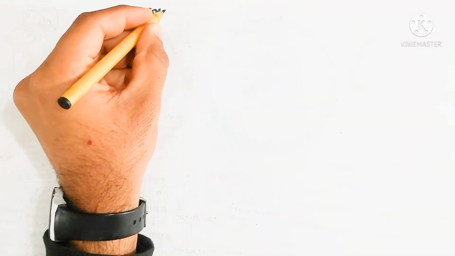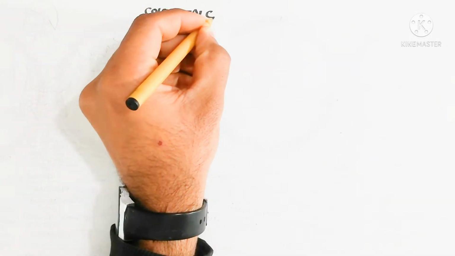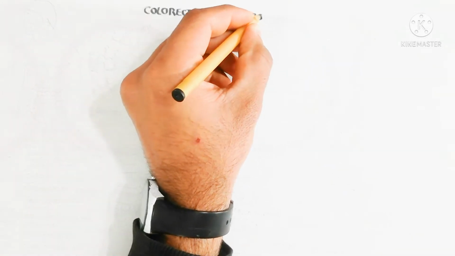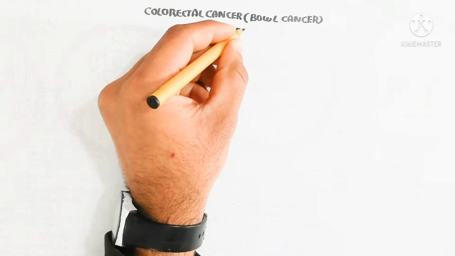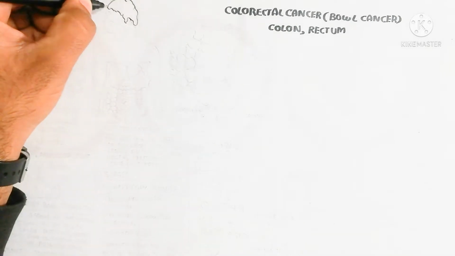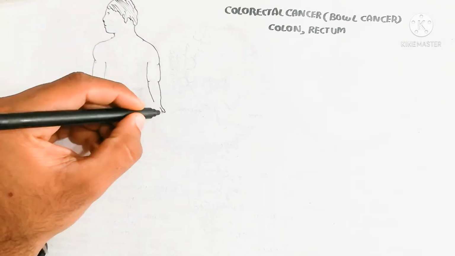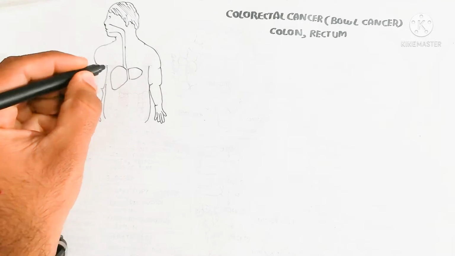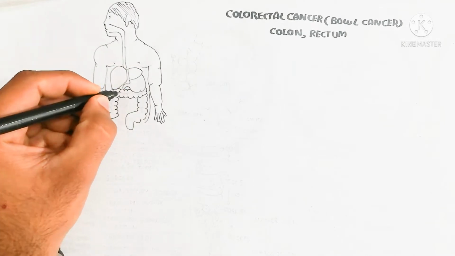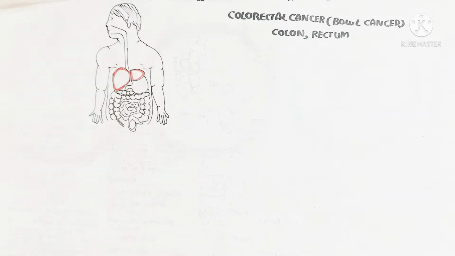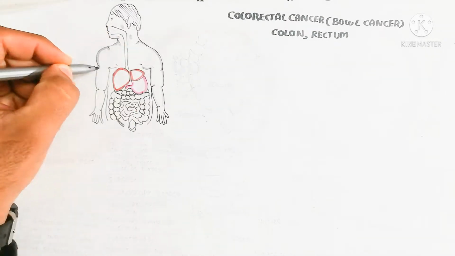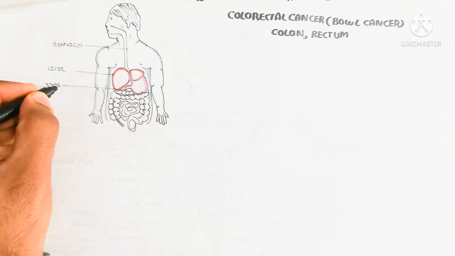Hello, in this video we will discuss colorectal cancer, that is bowel cancer, and it affects the colon and rectum. What is cancer? You need to understand that it is abnormal cell growth due to external or internal changes, or abnormal cell division and proliferation that change the DNA, and mutation leads to dysfunction of the normal function of the organ.